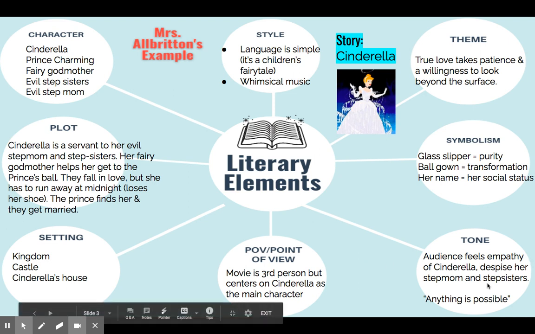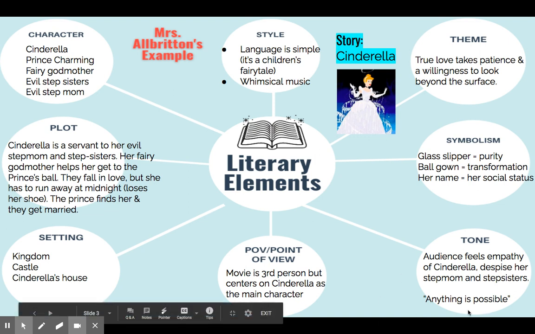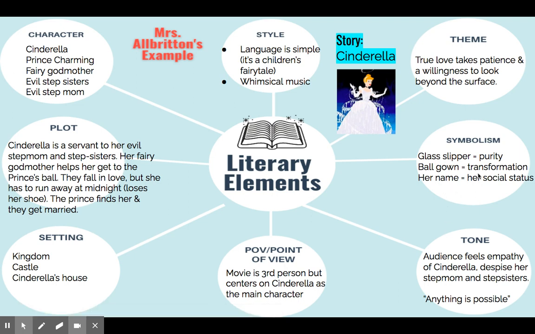For tone, I want you to tell me what type of emotions or thoughts or feelings we are supposed to have when we read or watch this story. So for Cinderella, the audience feels empathy toward her because she's a nice person and she gets treated horribly. You could also think about this idea that anything is possible, kind of whimsical, magical. And then we have symbolism.